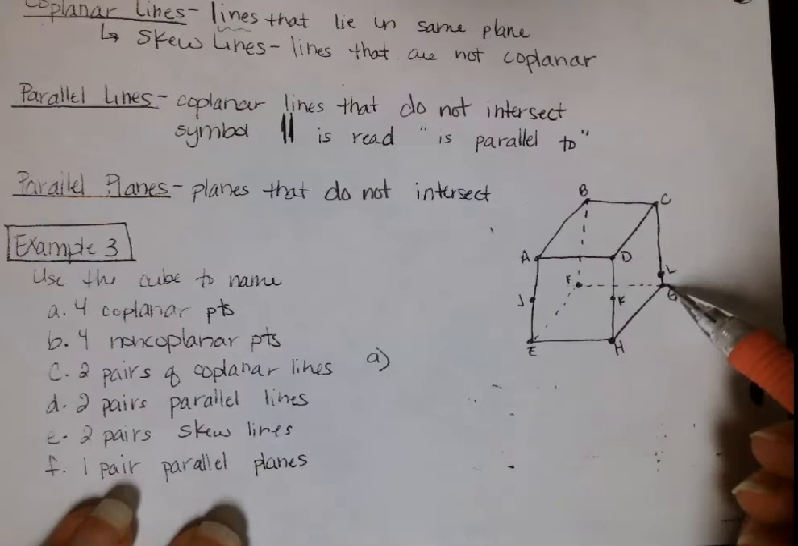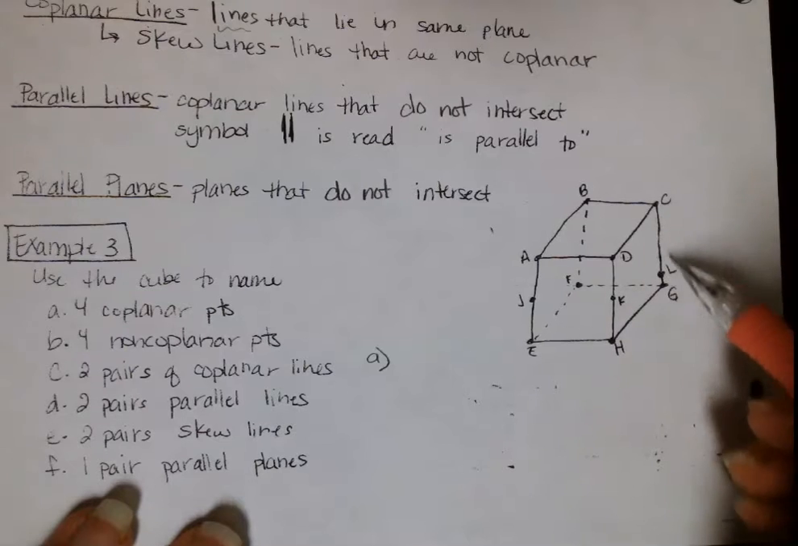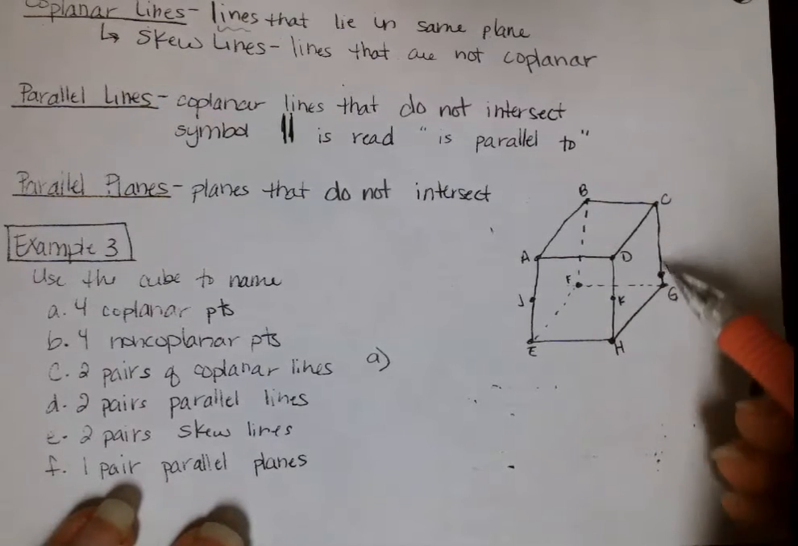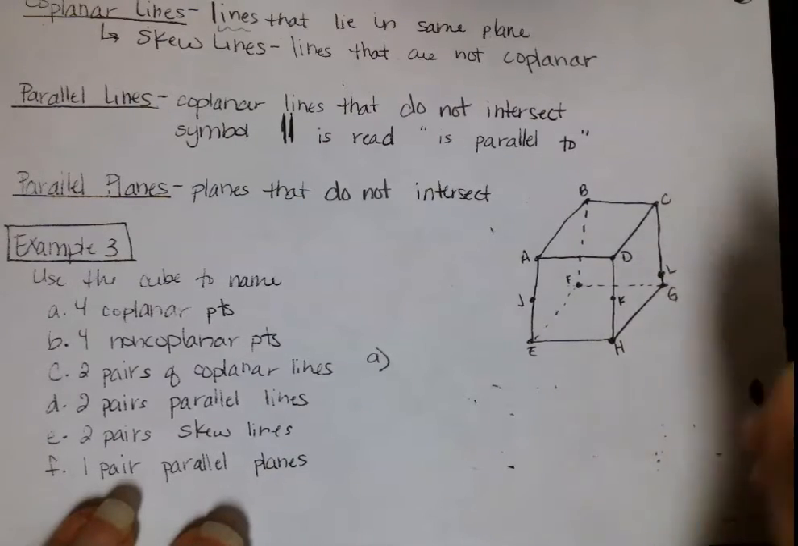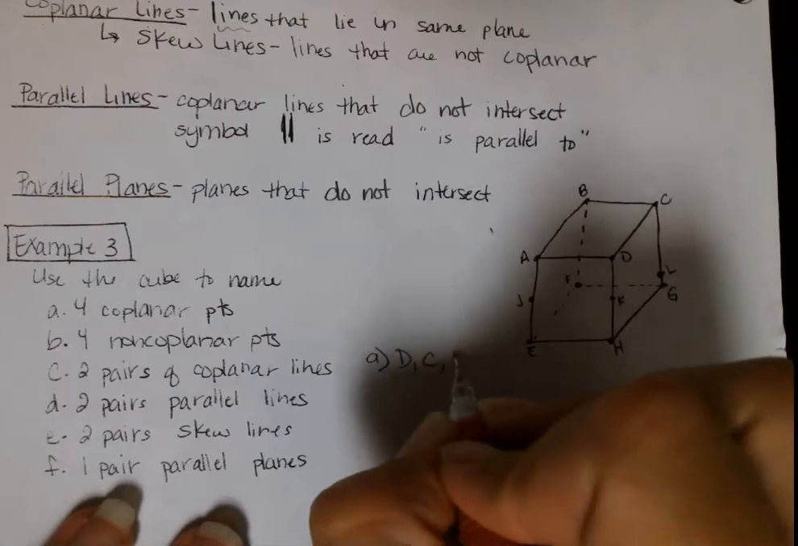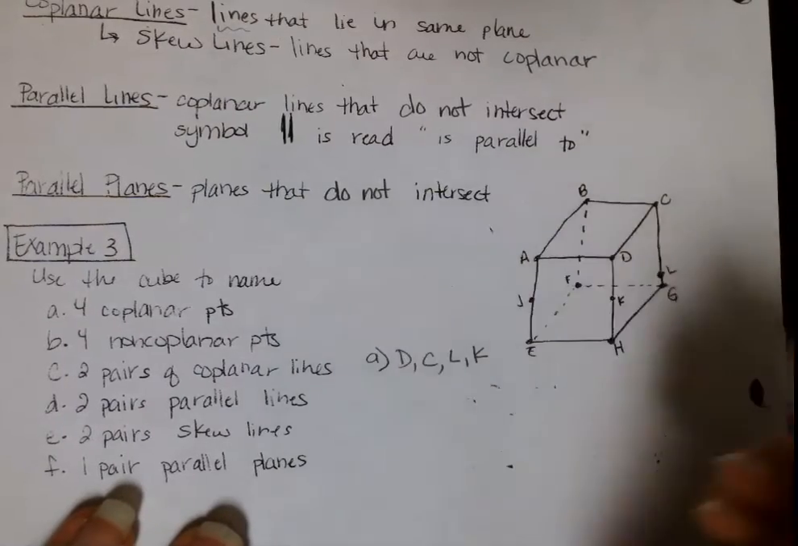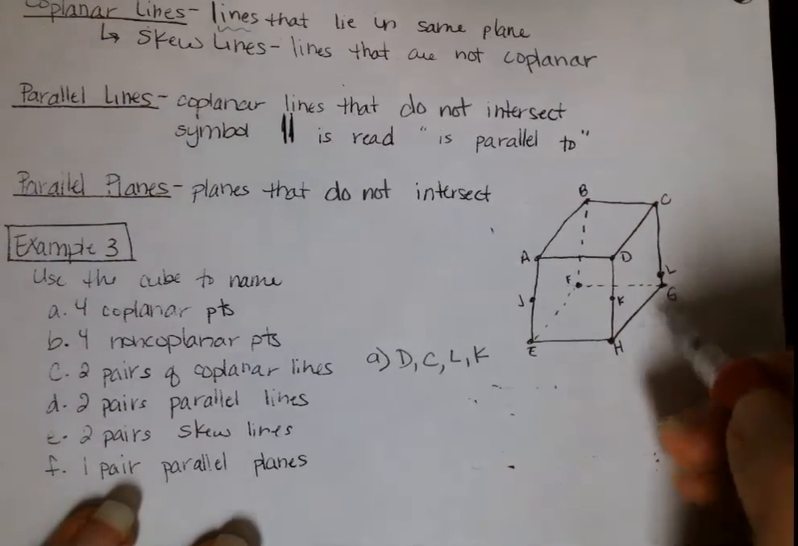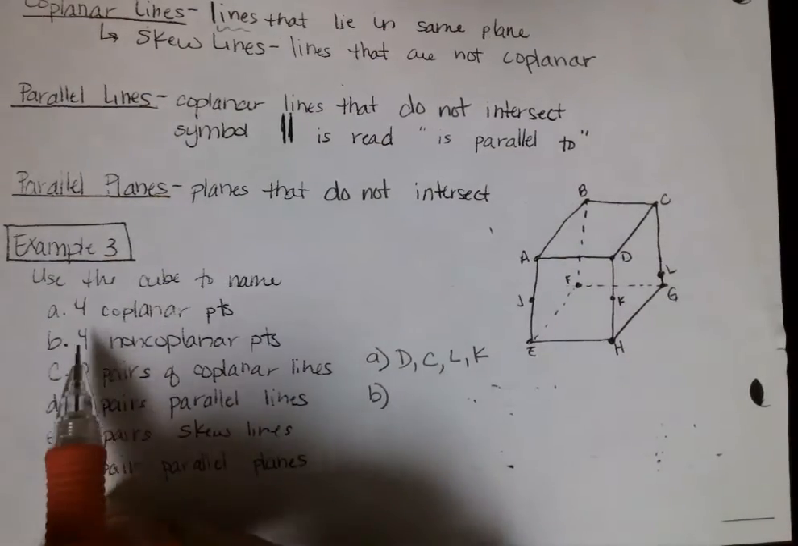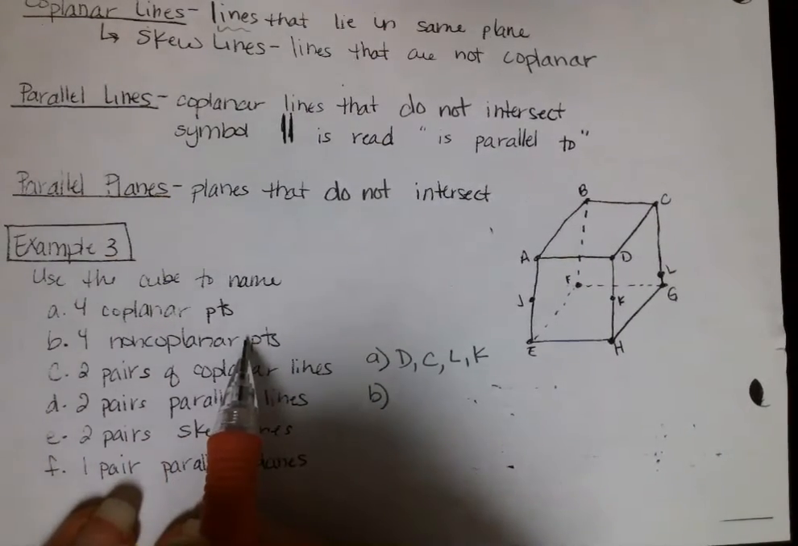D, C, K and L even. We don't even have to do G and H. We can pick K and L. They're all on the same plane. They're just not the vertexes, or the vertices, we would say. So D, C, L, and K are all coplanar. You could add G and H as well and get 6. You don't have to. All right, B, 4 non-coplanar points.